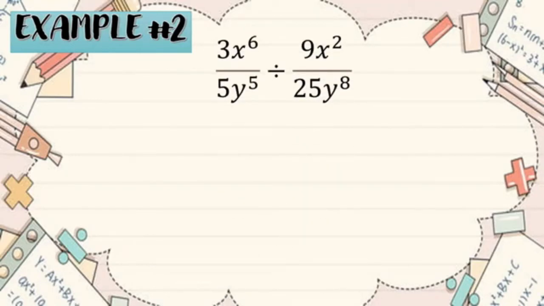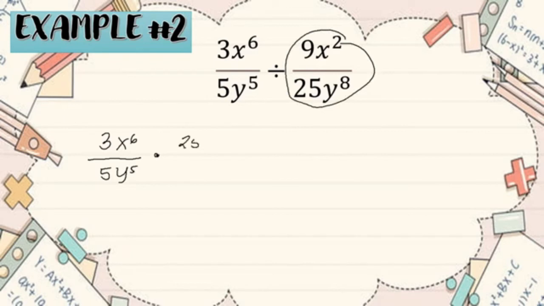3x to the 6th over 5y to the 5th divided by 9x squared over 25y to the 8th. So, we will follow the steps. Copy the dividend, 3x to the 6th over 5y to the 5th. Change the operation to multiplication and get the reciprocal of the divisor. The reciprocal of the divisor is 25y to the 8th divided by 9x squared.